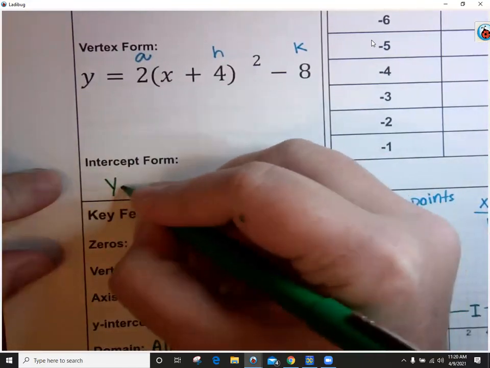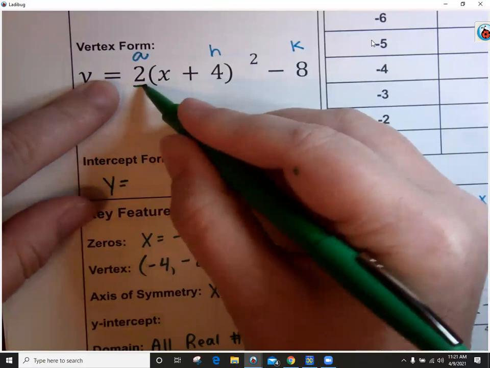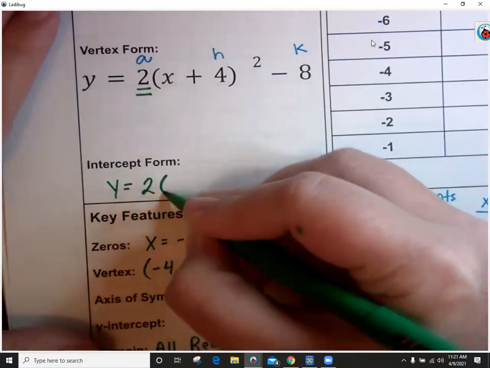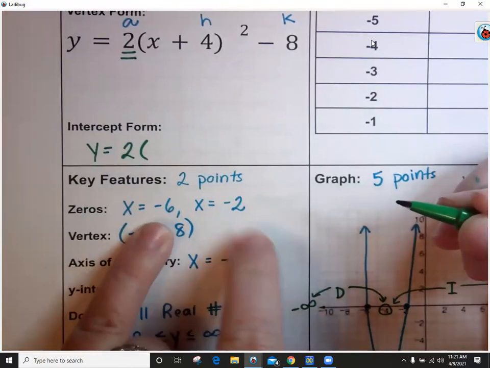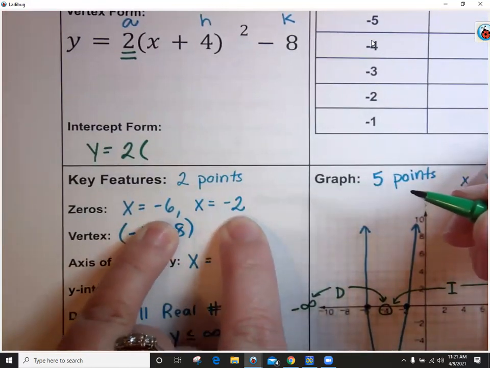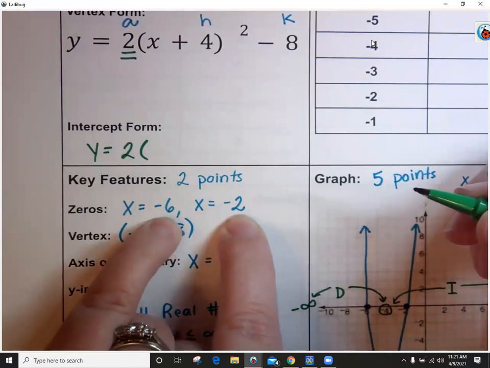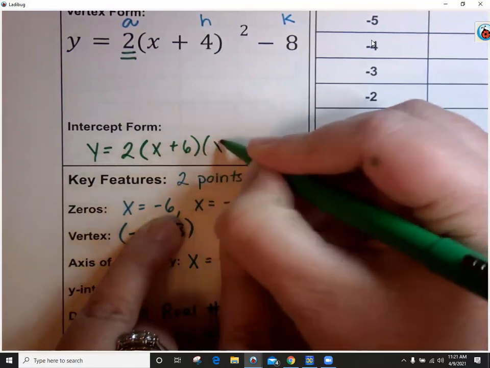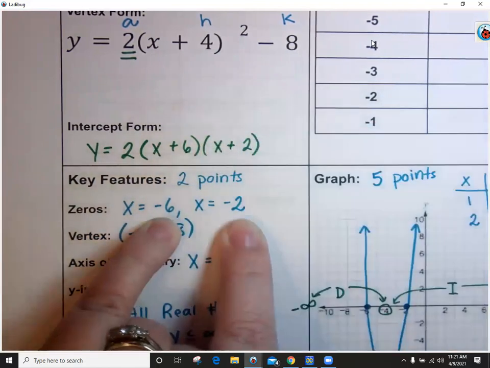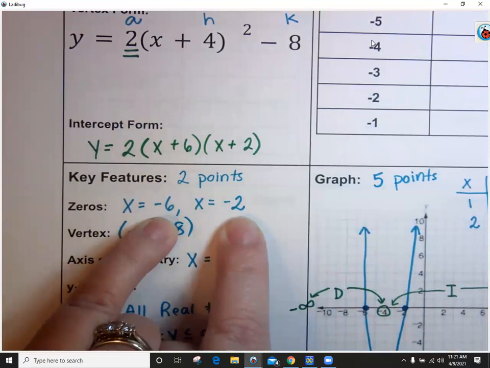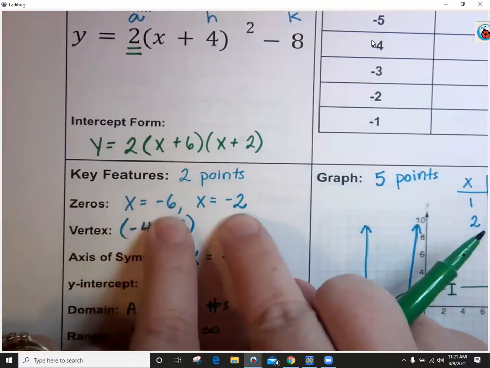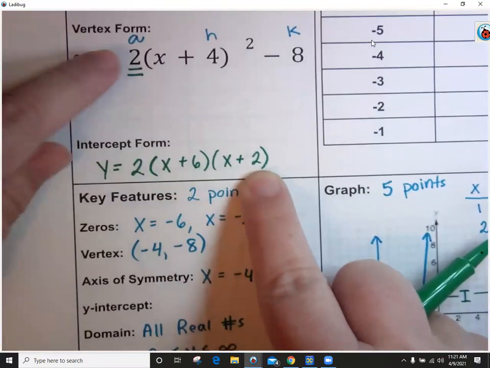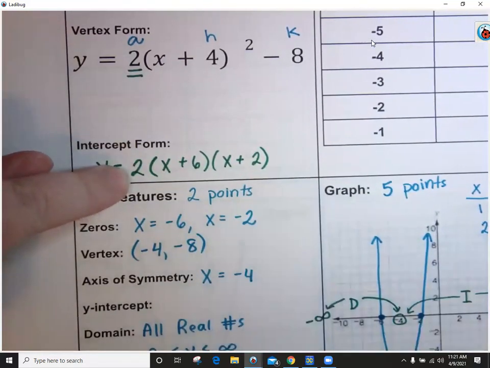So for intercept form, you keep the a value the same as it was in vertex form. And then we're going to use this as the p and the q in intercept form. But remember, they will look opposite. So this is going to look like a +6 and a +2. Okay, so your zeros, roots, solutions, x-intercepts are going here, and then the a value just stays the same.